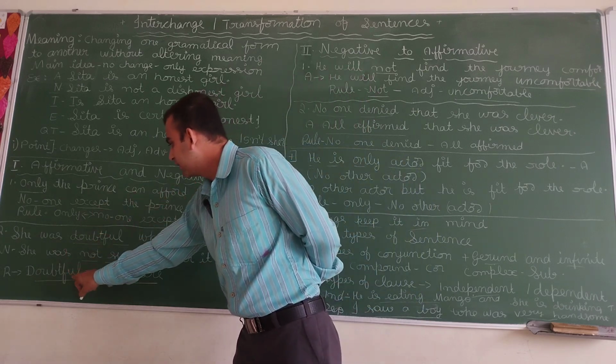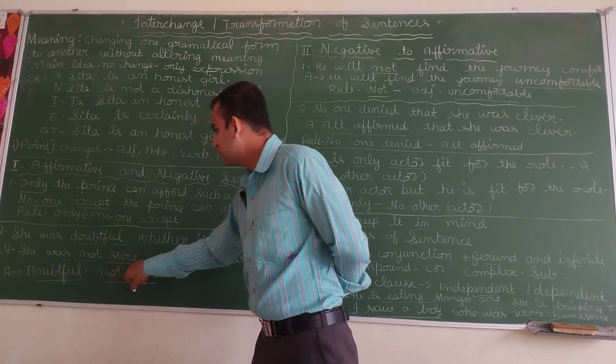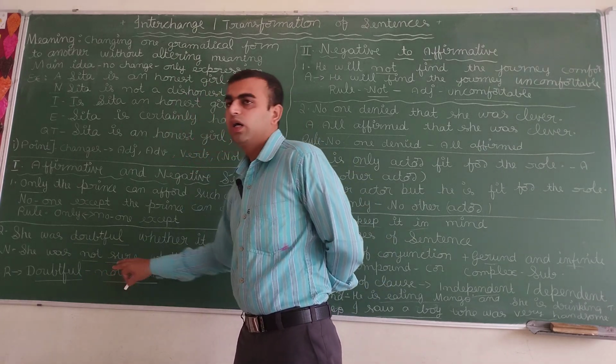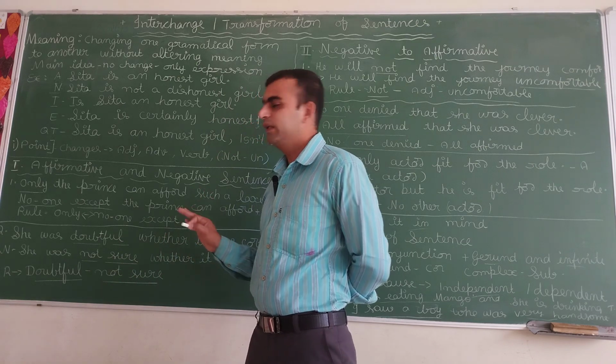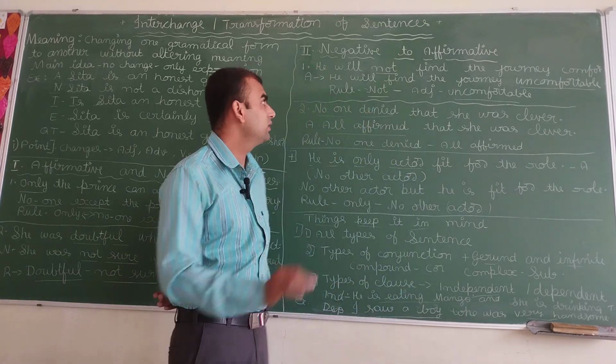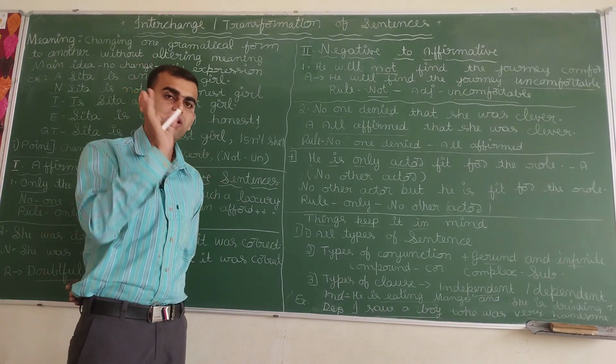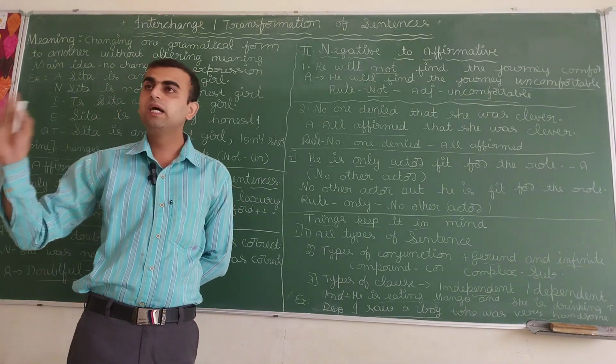A second rule is the "doubtful" always changes into "not sure". Doubtful is an adjective, it will change into "not sure" when we make such a sentence into a negative sentence. This is a formula for how to change a sentence from affirmative to negative.